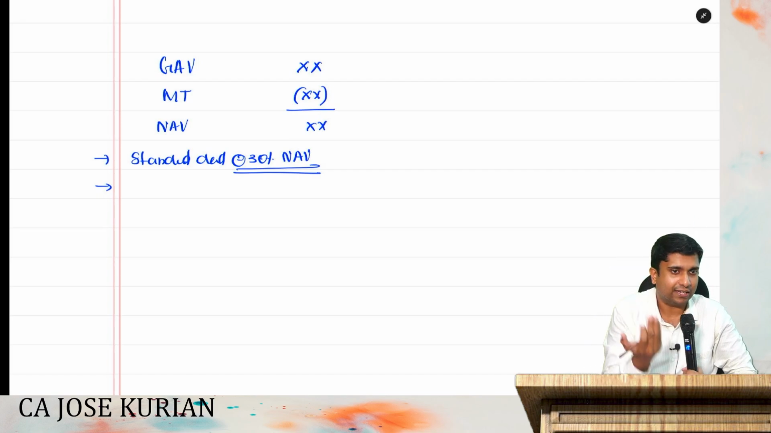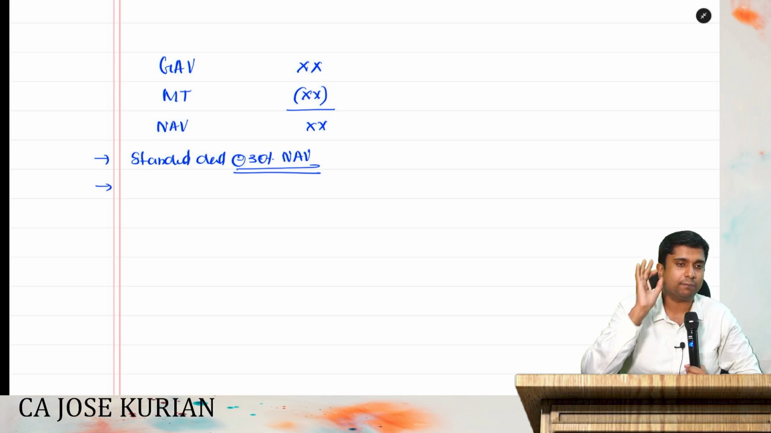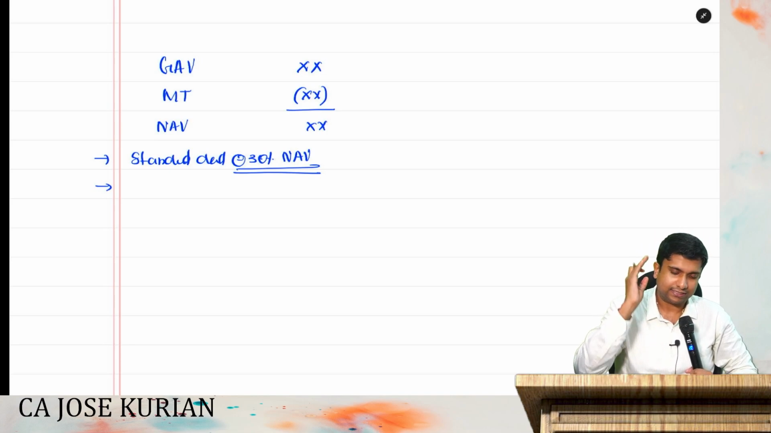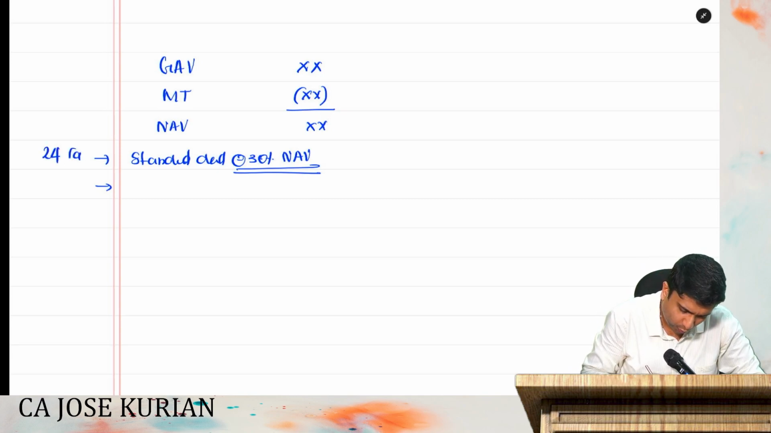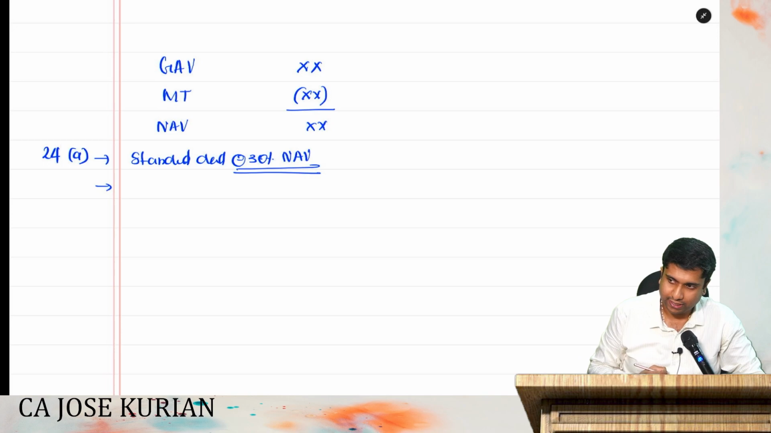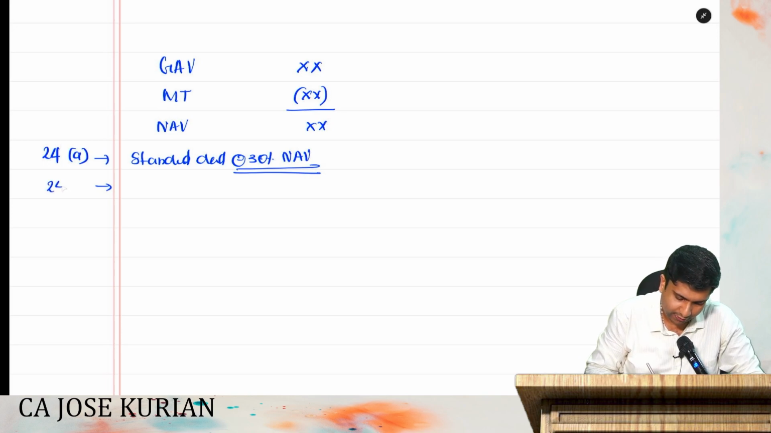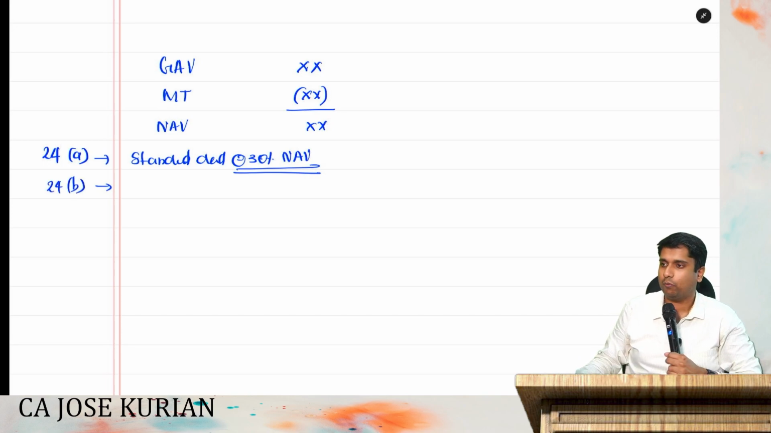If you have some figure under NAV, then you can claim 30% of that figure as standard deduction. That is under section 24, clause A. Now you have one more deduction, which is under section 24, clause B. So let's understand what exactly is 24 clause B.